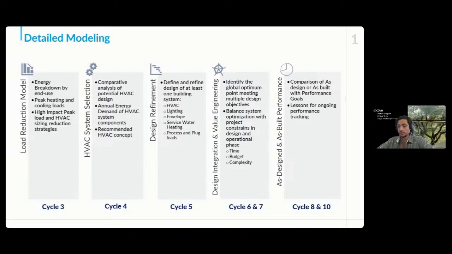Design refinement is further exploring the options we have set through the previous analysis, and we can refine them. The main goal is to refine at least one of the building systems, and that is HVAC, lighting, envelope, service water heating, or even process loads if you have a special application in your building, or plug loads if it's just a building that uses a lot of connected load.